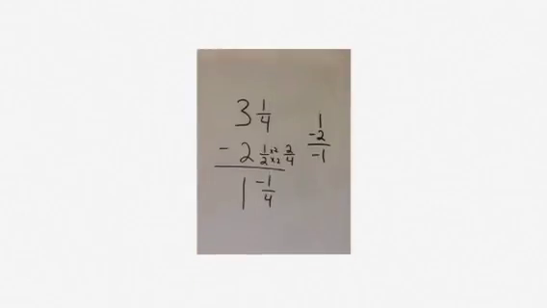Next thing I'm going to do is subtract my numerators. So I'm going to take 1 minus 2, that's a negative 1, and I keep my denominator 4. Now I'm going to subtract my whole numbers. 3 minus 2 is 1.